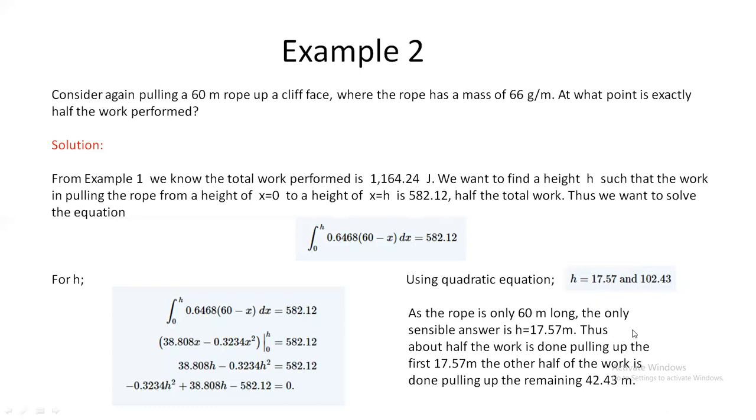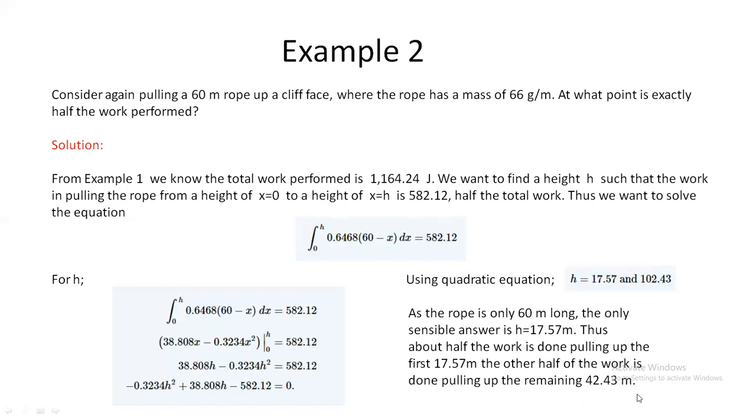102.43 meters already. We know in our first example that whatever is the length of our rope, that would also be the height of the cliff. So it cannot be that this is the height of the cliff or the displacement of your rope from the base of the cliff already, because your rope is just 60 meters long. Okay, thus about half the work is done pulling the first 17.57 meters. The other half of the work is done in pulling up the remaining 42.43 meters.